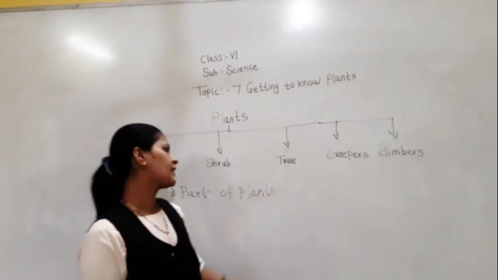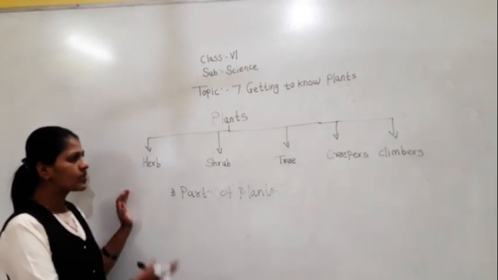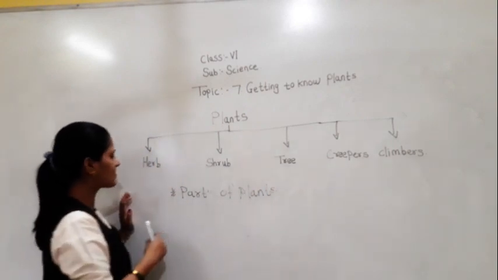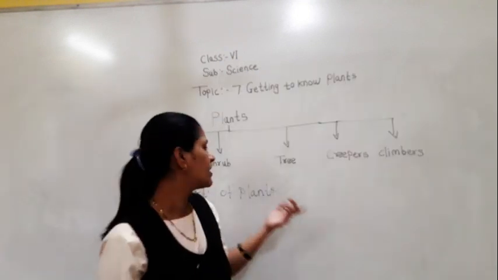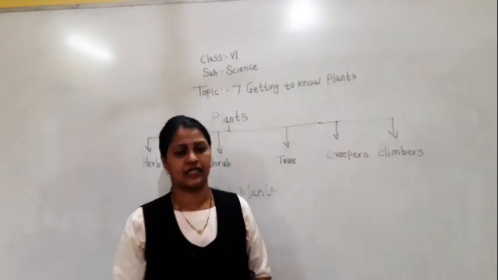Are you getting this? So these are according to the size of the plants. The plants are categorized into three parts: herb, shrub and tree. So the examples are mango tree and banyan tree. These are the examples of trees.